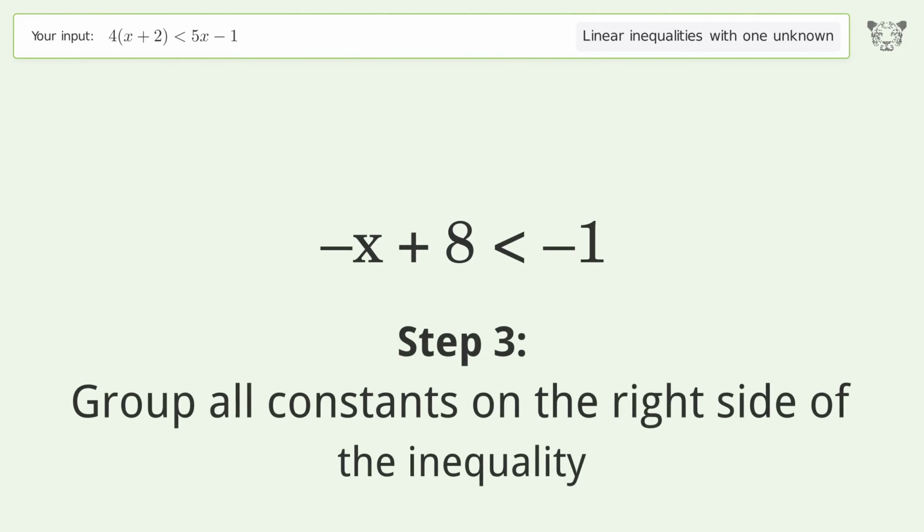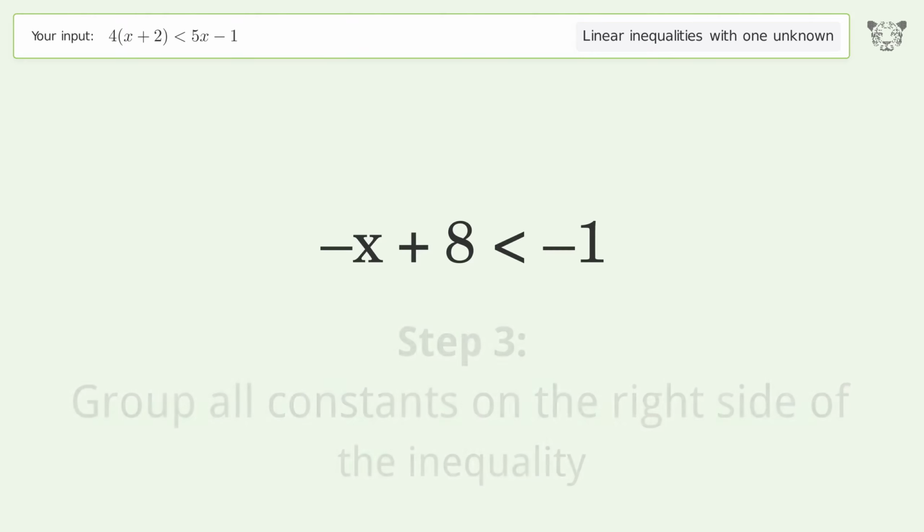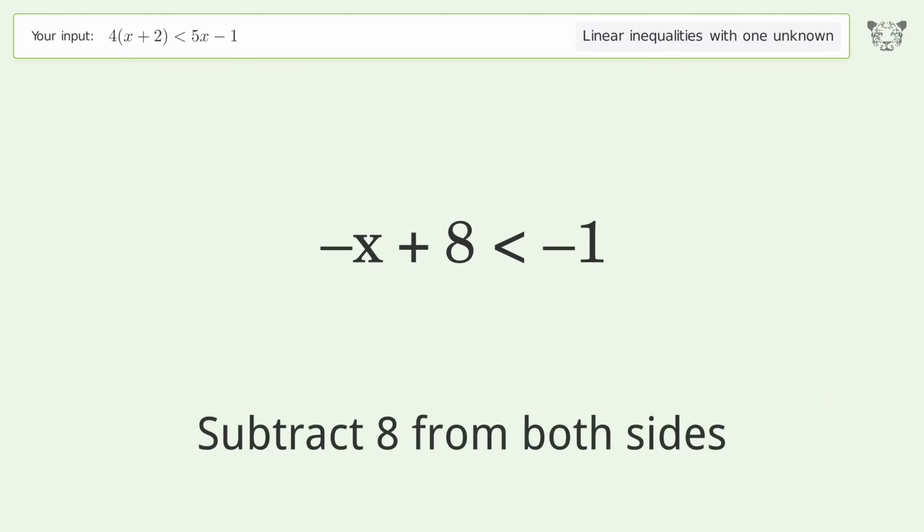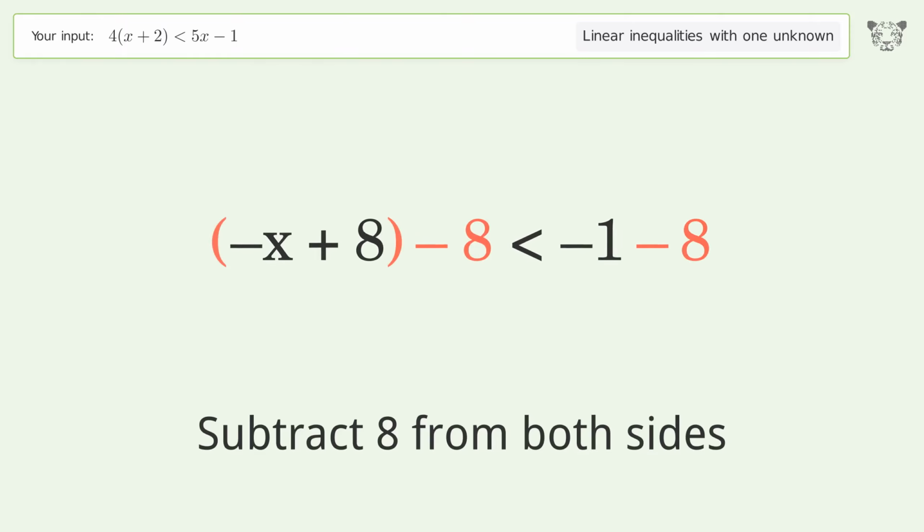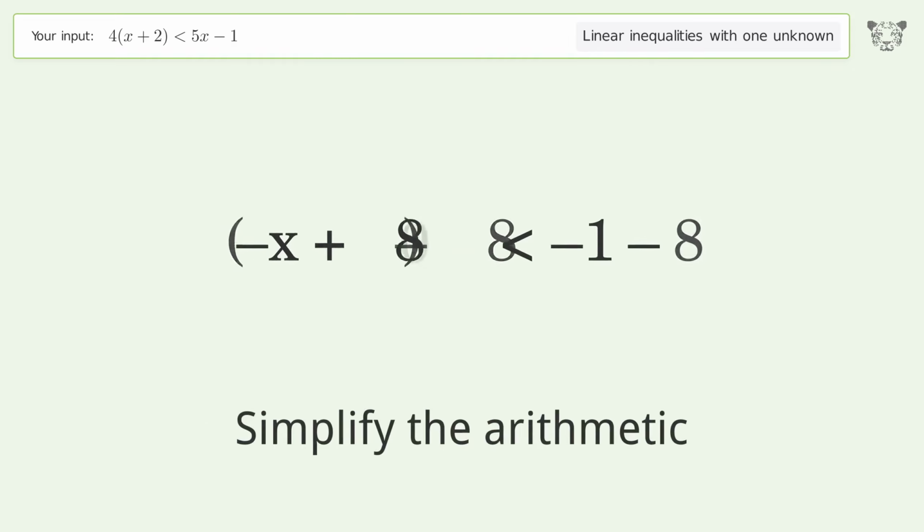Group all constants on the right side of the inequality. Subtract 8 from both sides. Simplify the arithmetic.